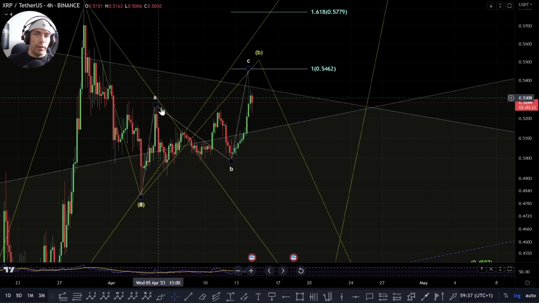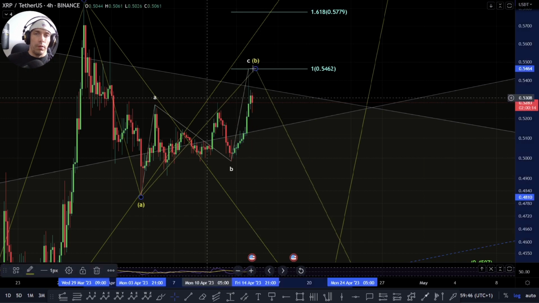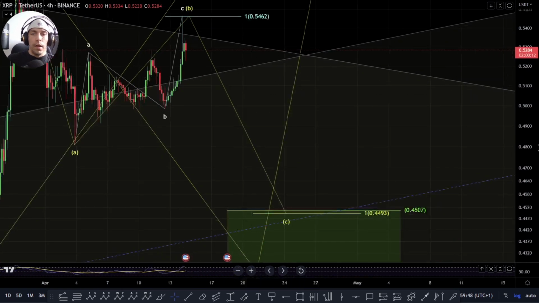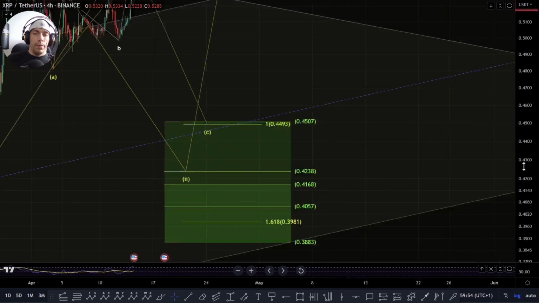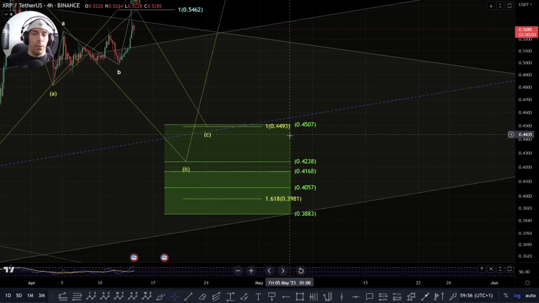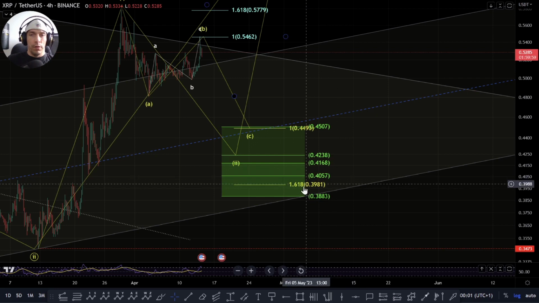So the way I'm looking at this is basically as a running flat, where this is A, this is B, and then we've got this as a C wave. So until proven otherwise, this is what I'm looking at here. The possibility of coming back down towards this 4493 area, the 1.618 of this, and now this is something we need to be cautious of.